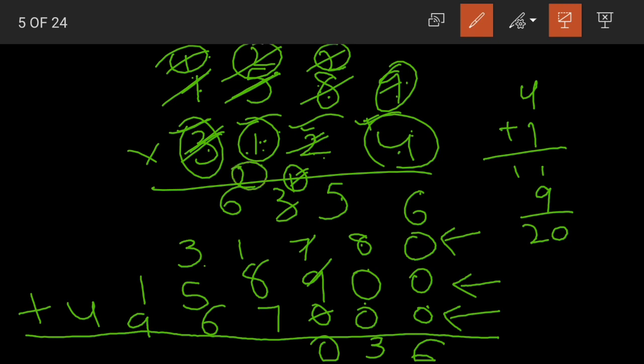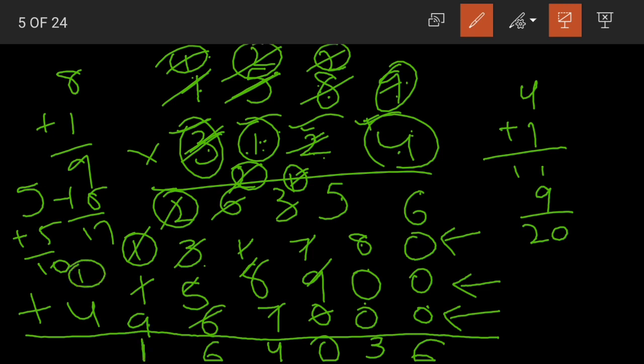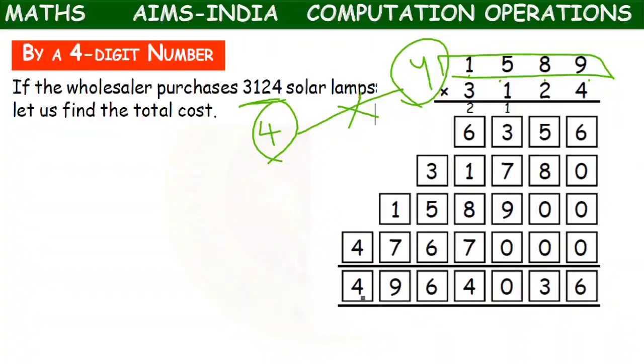0 here, 2 carried. 2 plus 6, 8. 8 plus 1, 9. 9 plus 8, 17. And 17 plus 7 is 24. 4 here, 2 carried. 2 plus 3, 5. 5 plus 5, 10. 10 plus 6 is 16. So 6 here, 1 carried. 1 plus 1, 2. 2 plus 9, 11. 1 here, 1 carried. Lastly, 4 plus 1 is 5. Yes, children, what is the final answer? 51,64,036.